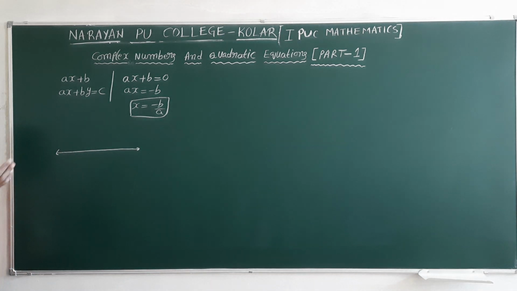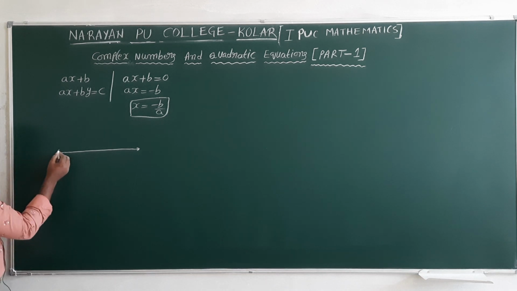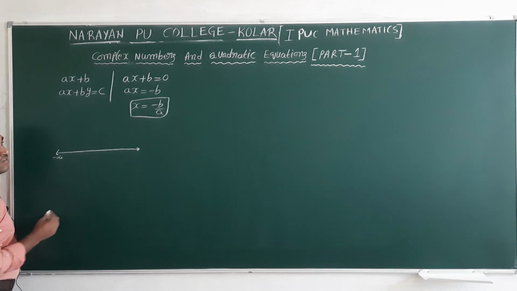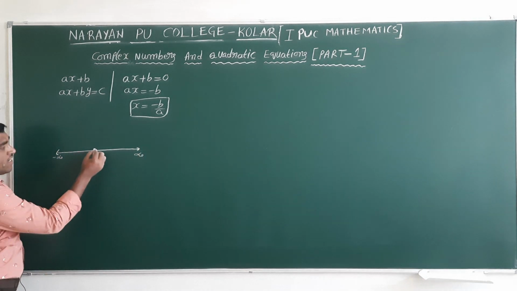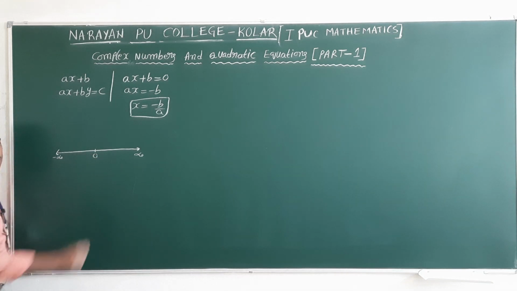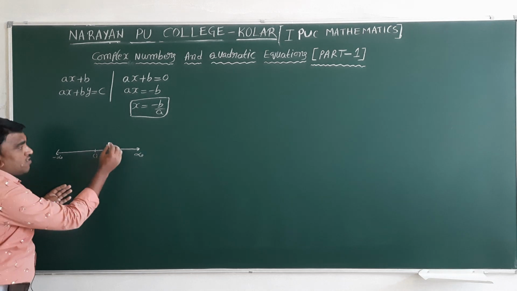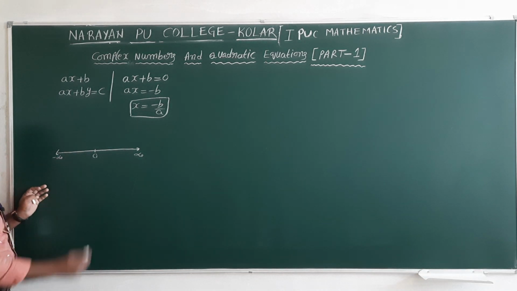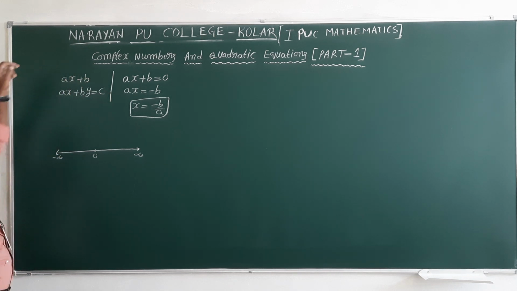We know how to present the number system on the real number line. On the real number line, the left side extreme value is minus infinity, the right side is plus infinity, and in between that 0 will be there. From 0, right side values are positive real numbers. Left side values are negative real numbers.